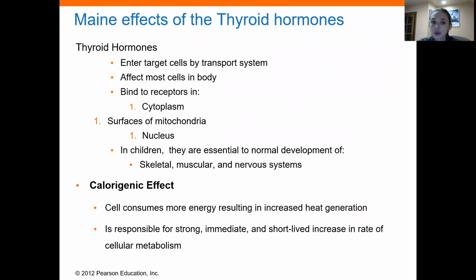What are the main effects of the thyroid hormones? They enter the target cell by a transport system, affect most cells in the body, and bind to receptors in the cytoplasm, on the surface of the mitochondria, and in the nucleus. As a result, they are responsible for the development of these cells. In children, they are essential for the normal development of the skeletal muscles and nervous system. Calorigenic effect: the cell consumes more energy, resulting in increased heat generation. Also, thyroid hormone is responsible for a strong, immediate, and short-lived increase in the rate of cellular metabolism.